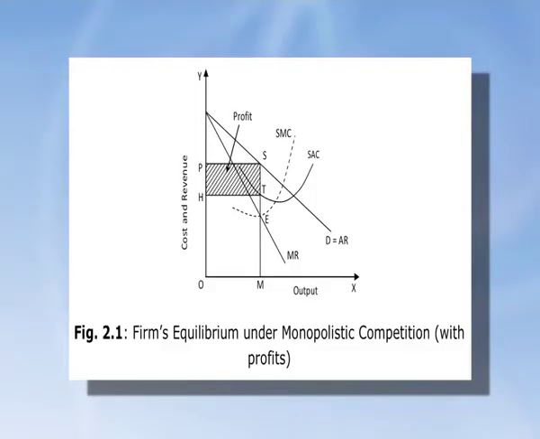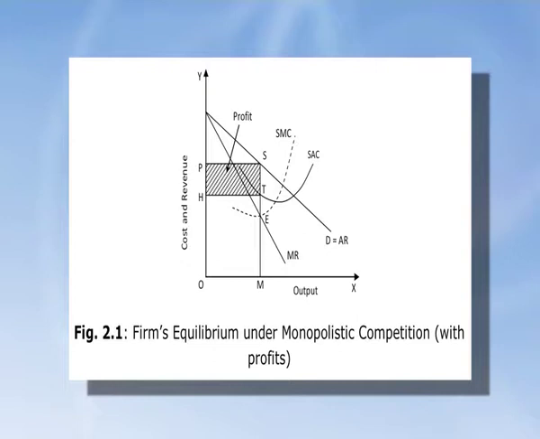The theory of value under monopolistic competition is based upon the profit maximization principle, as is the theory of value under perfect competition. Thus, a firm under monopolistic competition, in order to maximize profits, will equate marginal cost with marginal revenue. In figure 2.1, the firm will fix its level of output at OM, because at OM output, marginal cost is equal to the marginal revenue.